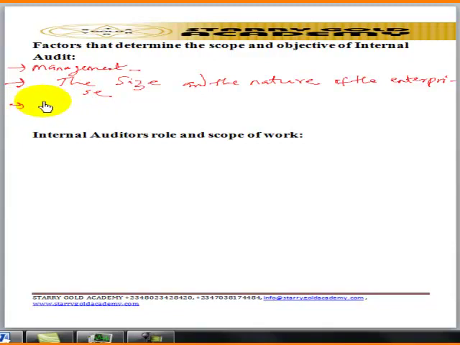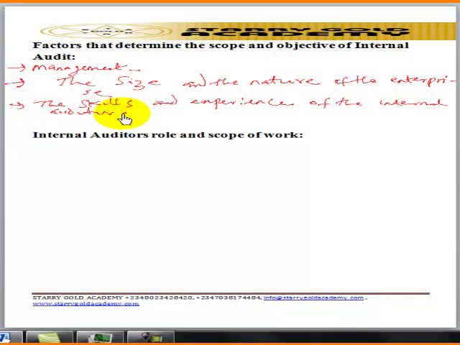The third one is the skills and the experience of the internal auditor. And the fourth one is the size of the internal audit staff. So those are the factors that determine the scope and objective of internal audit.